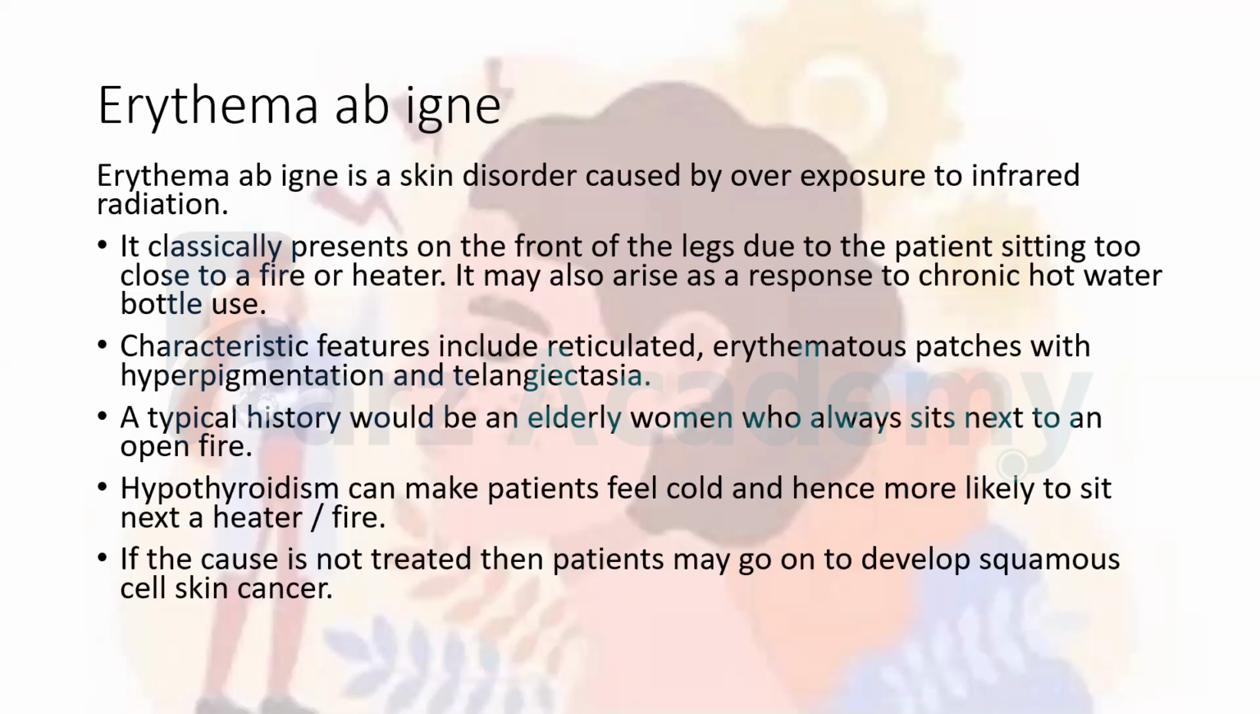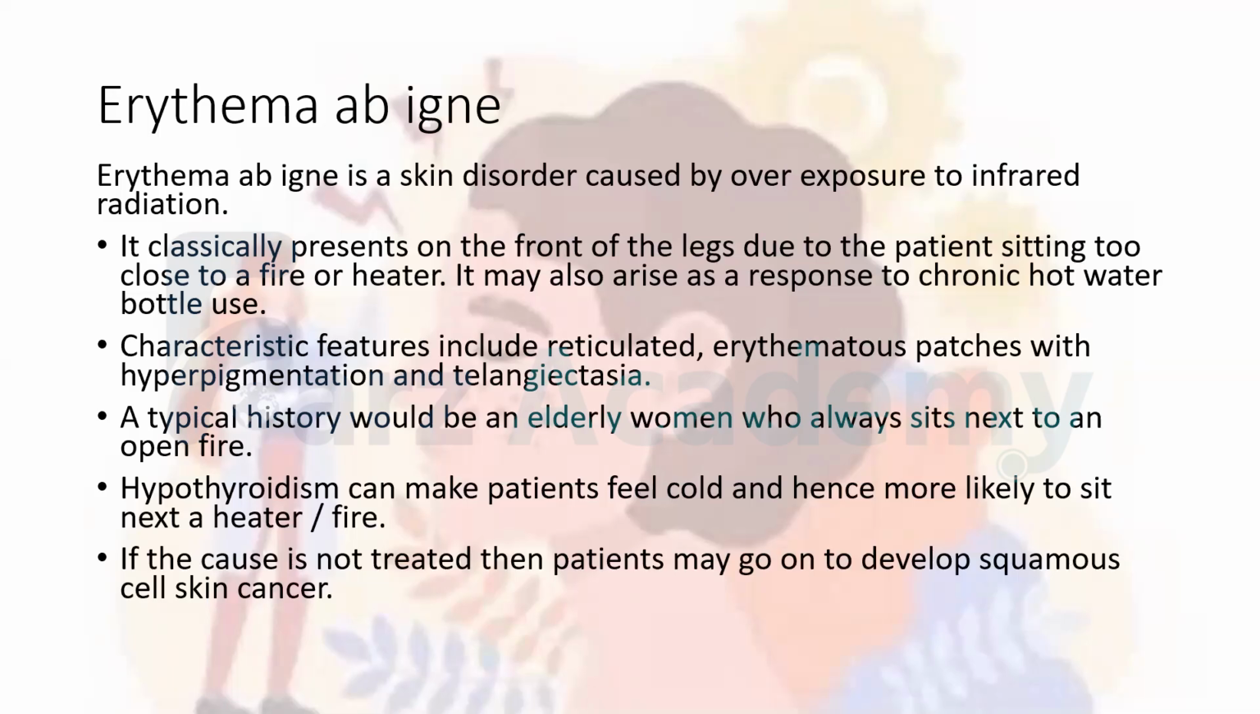Coming to the characteristic features, it is characterized by reticulated erythematous patches with hyperpigmentation and telangiectasia. A typical history in your exam will be an elderly woman who always sits next to a heater or an open fire. Also, patients with hypothyroidism who feel very cold usually sit next to a heater or a fire. So the history might be an elderly woman with hypothyroidism who's feeling extremely cold and always uses a heater or a fire. If the cause is not treated, these patients might develop squamous cell skin cancer.